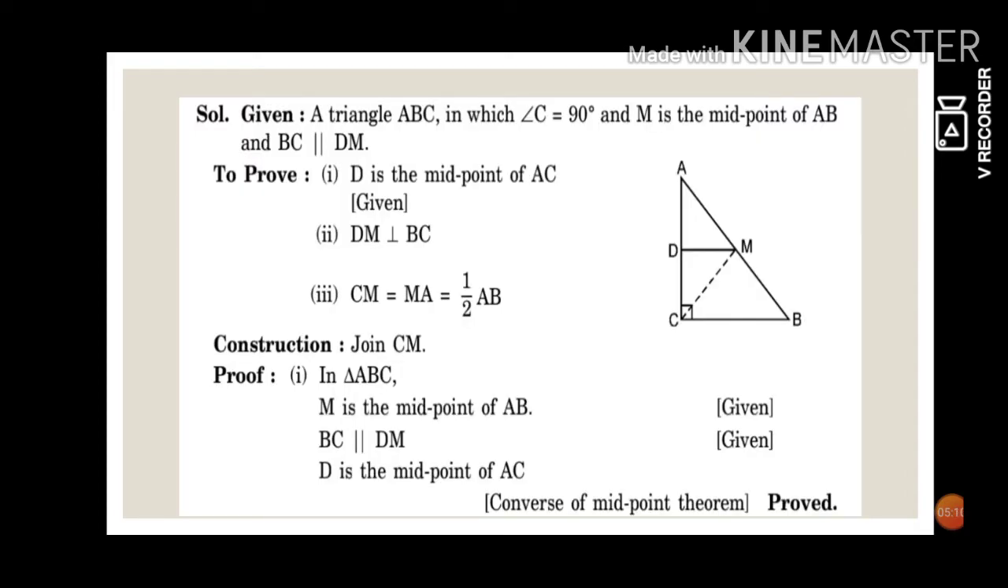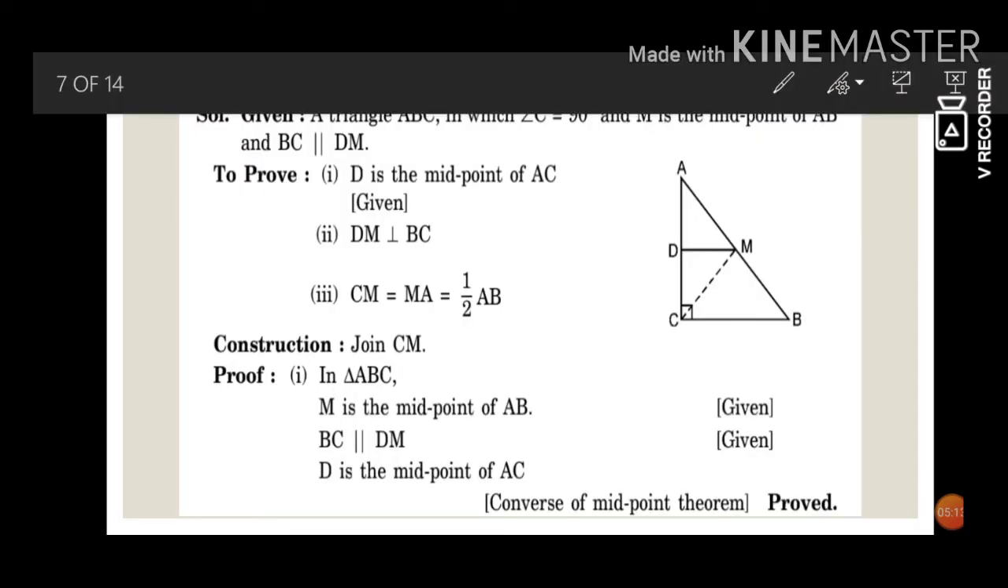First we have written the given: triangle ABC is a right angle triangle at C, M is the midpoint and BC is parallel to DM. To prove, we have written, and then we have constructed a line CM, the dotted line. So the first thing was to prove that D is the midpoint.